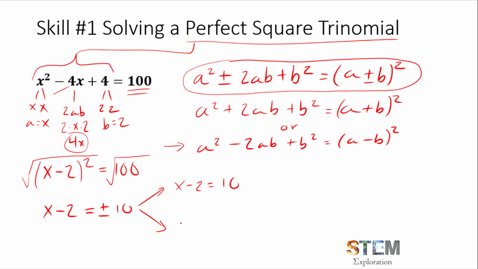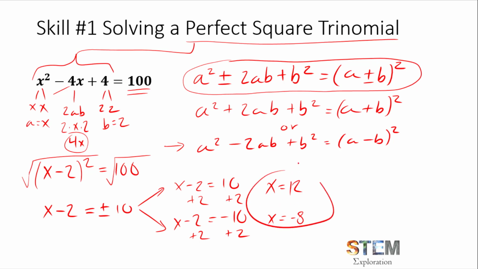And then if we look at the other side and we say x minus 2 equals negative 10, what I'm trying to do here is I'm just trying to find my possible solution. So, you know, I add 2 to both sides. I add 2 here, I add 2 here, and then I get x is equal to 12, and I get x is equal to negative 8. And now I just found my 2 solutions.